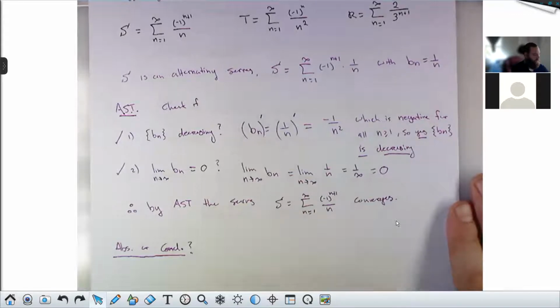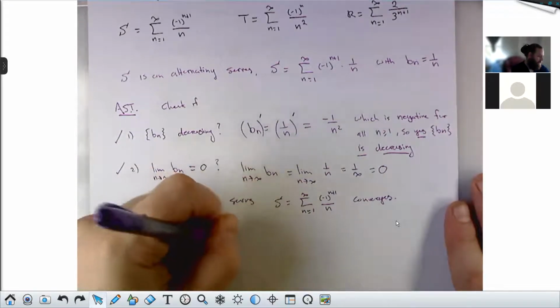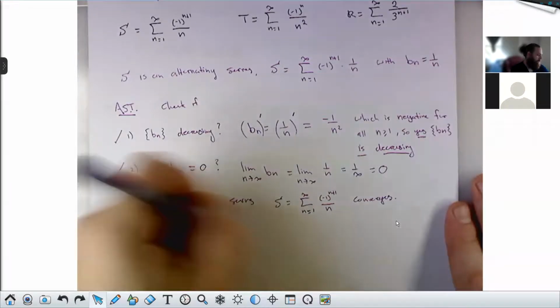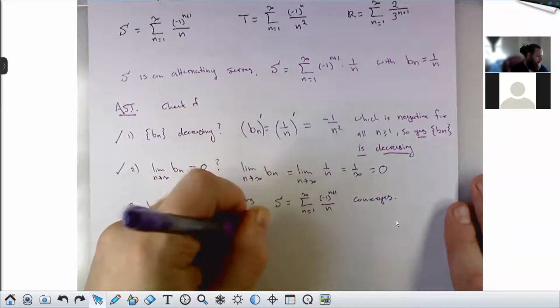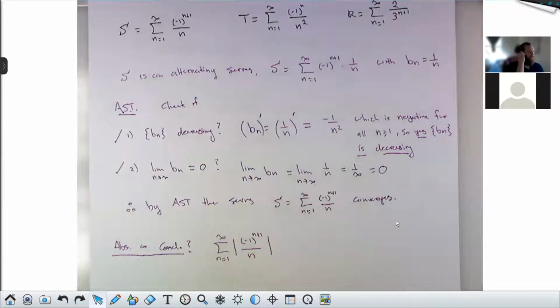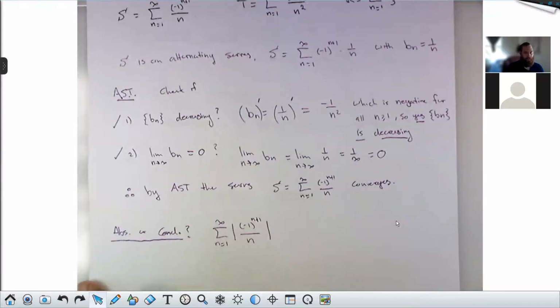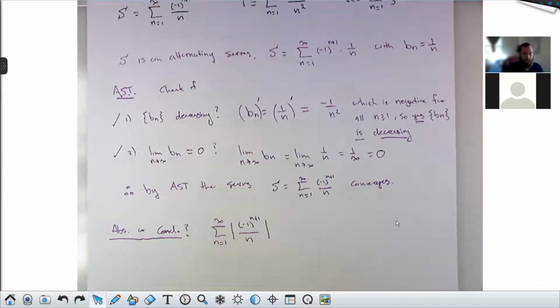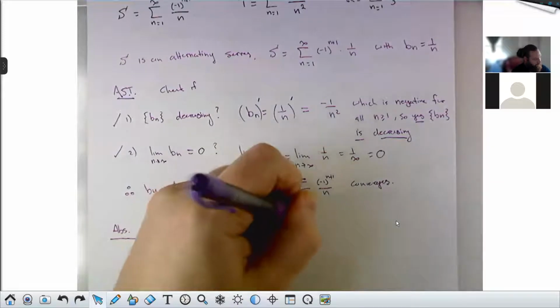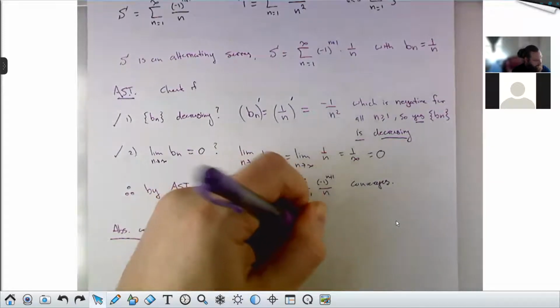And the way we do this is just by looking at this new series, where you have the absolute value inside. So sigma n from 1 to infinity, absolute value of (-1)^(n+1) over n. If this series converges, then the original series converges absolutely. If this series diverges, then the original series converges conditionally. So I need to figure out whether this series is convergent or divergent.